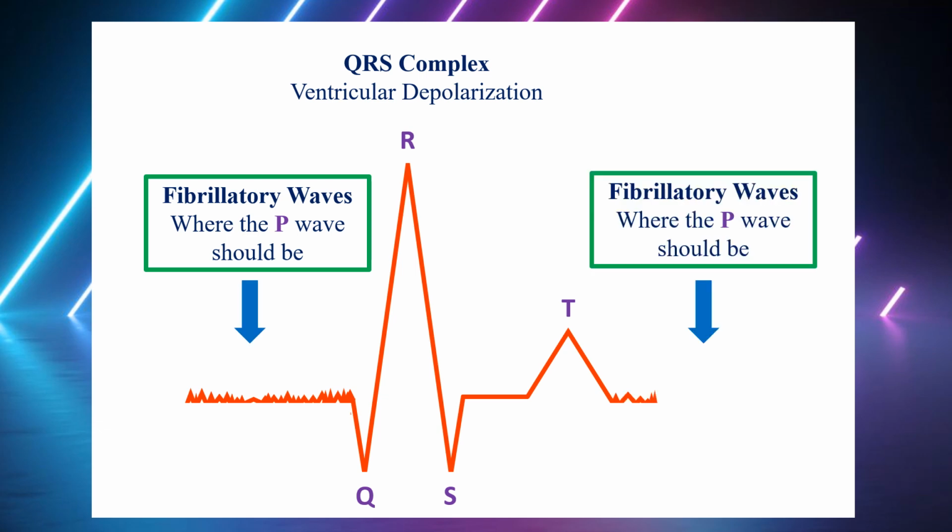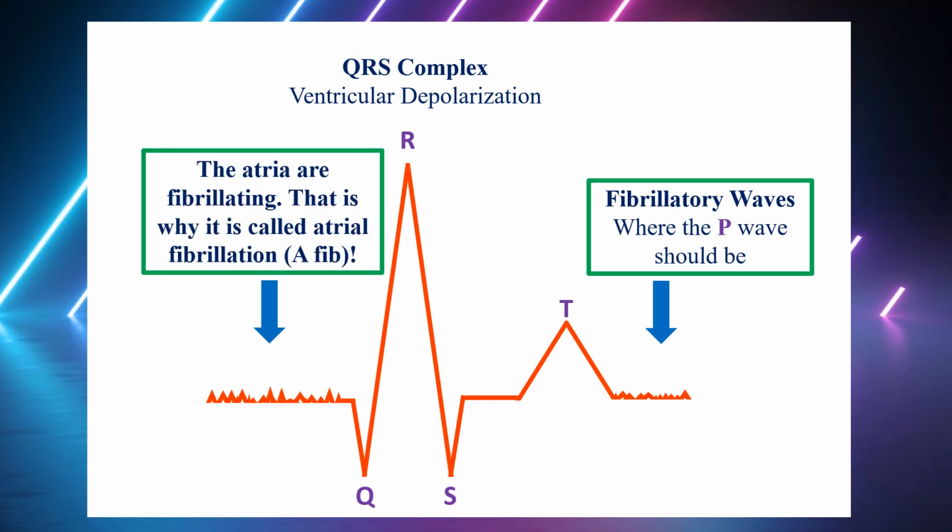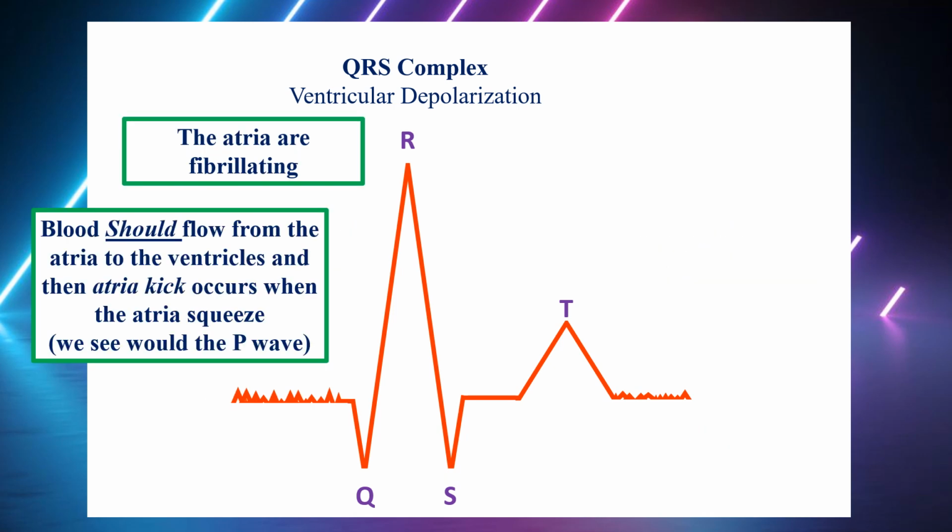Well, in this case, this indicates that we're not getting a good atrial squeeze. The atria are fibrillating. That's why we call this atrial fibrillation, or a-fib. We've determined that the atria are fibrillating.